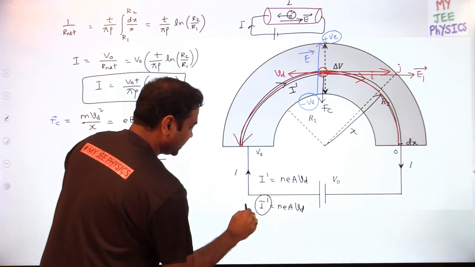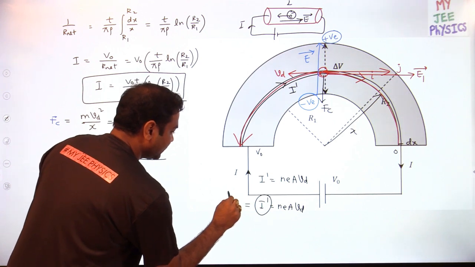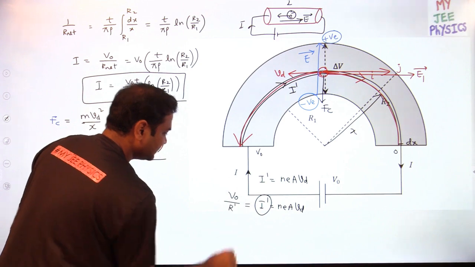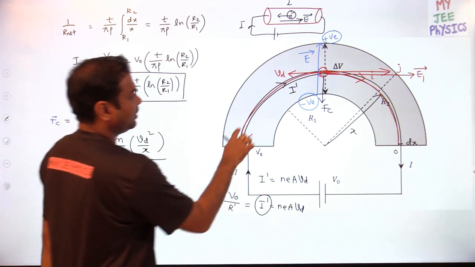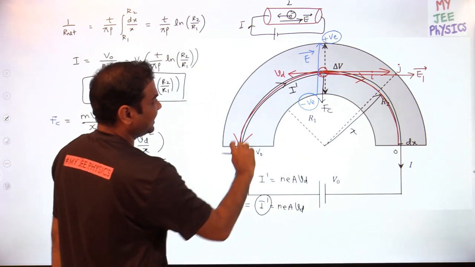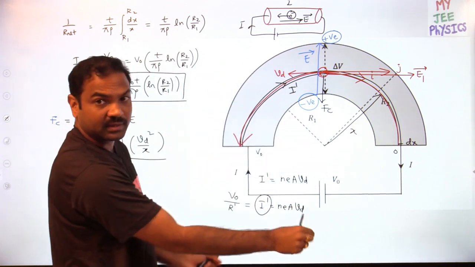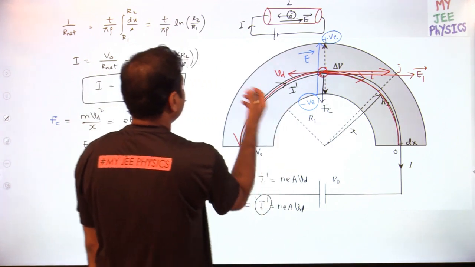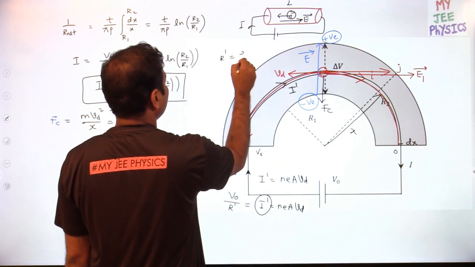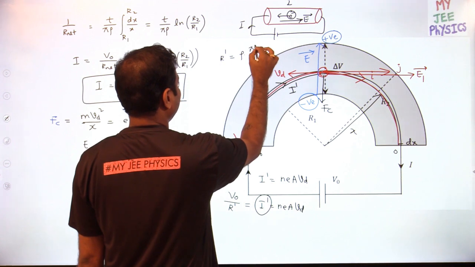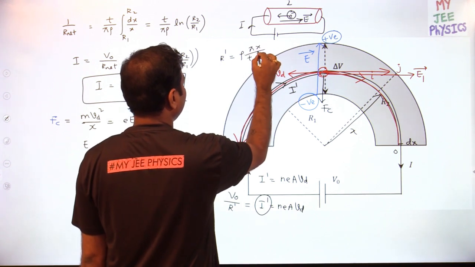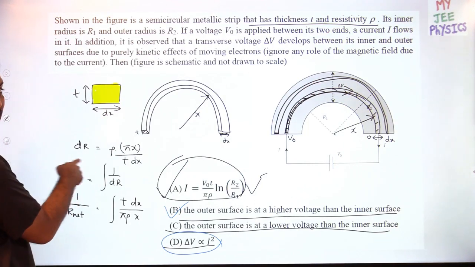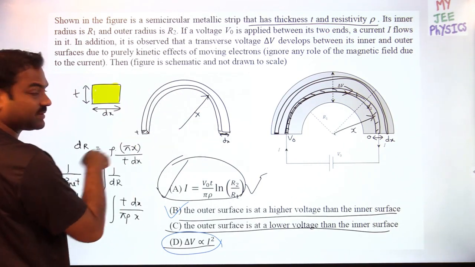Now how to write the I dash value? I dash is V naught by the resistance of this strip, which is R dash. This gives the current in this strip. I am talking about only one strip, not the entire material. So what is the R dash value? Strip resistance R dash is equal to rho into length, which is pi x, by area, which is T into dx, as we have done previously. This is dR, the resistance of the one strip.